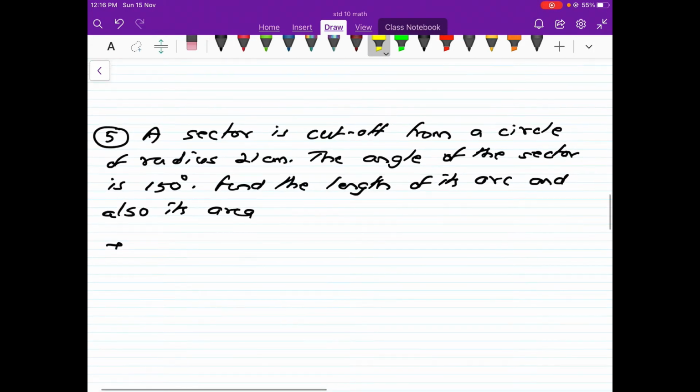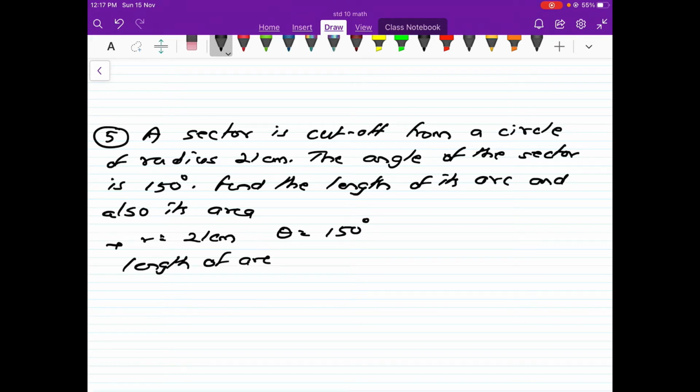A sector is cut off from a circle of radius 21 centimeters. The angle of the sector is 150. The length of the arc we have to find, and we also have to find the area. So we will just write down the data. The radius is given to us, 21 centimeters, and the angle made is 150 degrees. So for finding the length of the arc, we have to apply that formula.